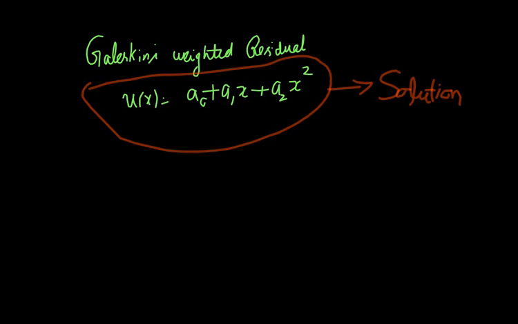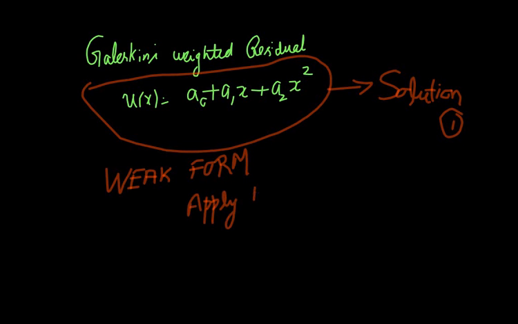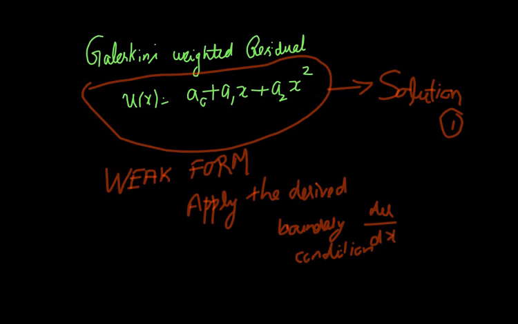and the solution obtained by solving the same problem by weak form, except that you have to apply the derived boundary condition also. The derived boundary condition, which is du by dx at x equal to L, is going to be 0. We can call this solution 2. Surprisingly, both these solution 1 and solution 2 will be equal.